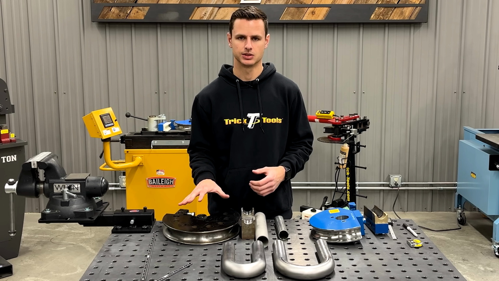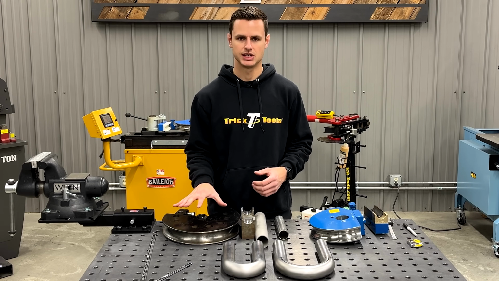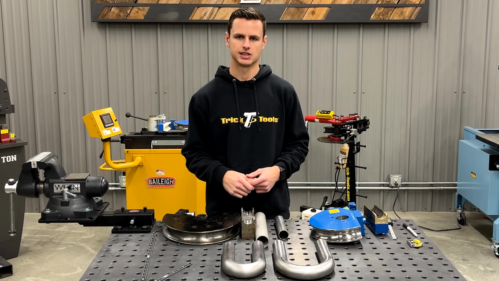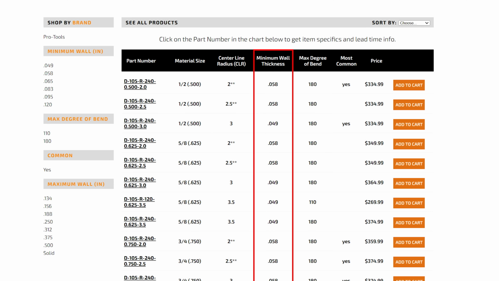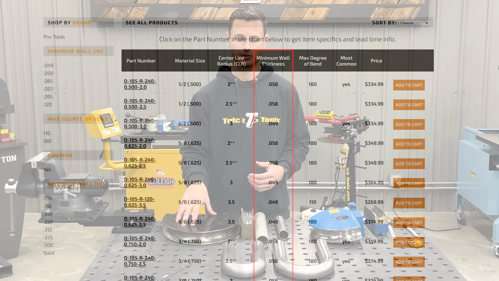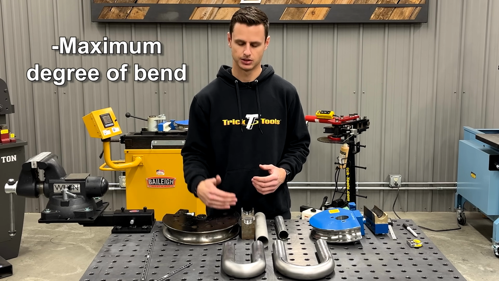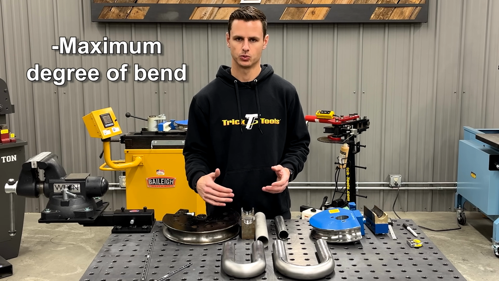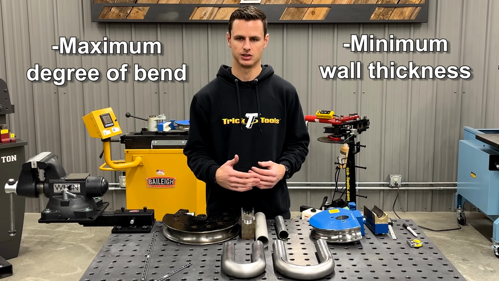Another thing with dies that we've kind of touched on is most dies are going to have a minimum wall thickness that you can bend on them. Like we touched on, it was about the tube wrinkling on the inside or compromising the integrity of the tube when you're making a bend. When we look at tube bending dies, really what we want to pay attention to is the max degree of bend that they can achieve and what is the minimum wall thickness that you're going to achieve with that radius of die.